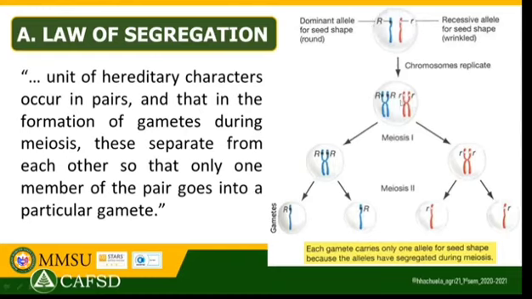And then, we have here meiosis. They separate from each other during anaphase. So, these will separate. We then have these gametes. Upon separation, we have the gametes with the dominant gene R and the recessive gene r, so that each gamete carries only one allele for seed shape because the alleles have segregated during meiosis. So in short, the law of segregation occurs during meiosis, specifically during anaphase.